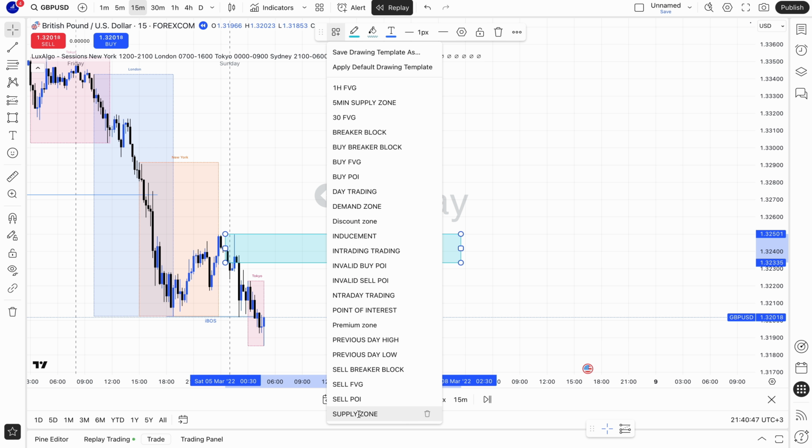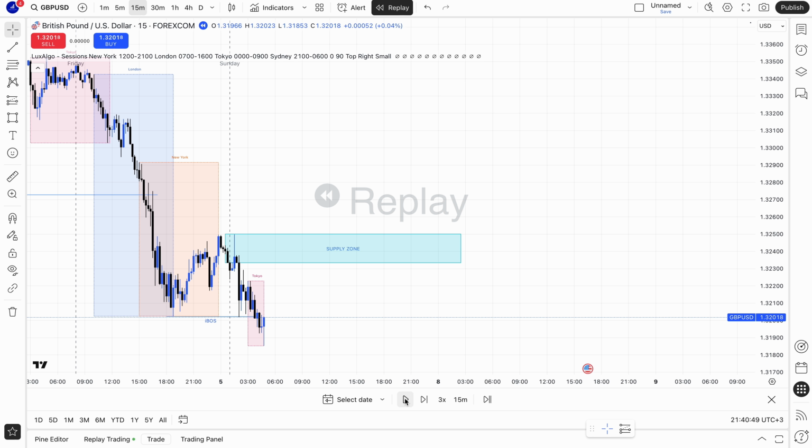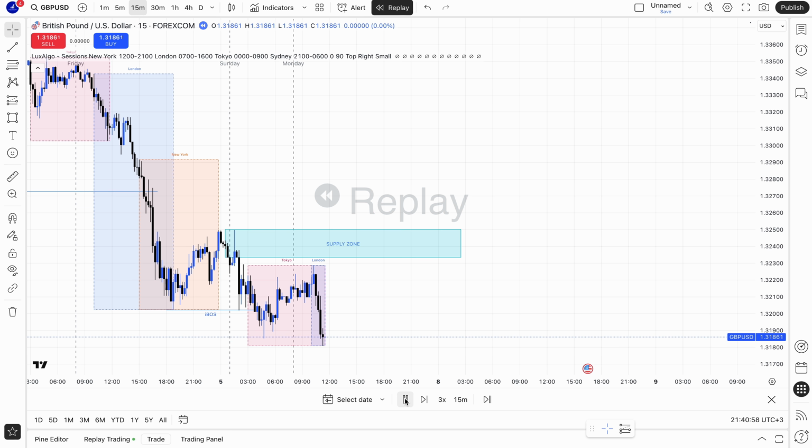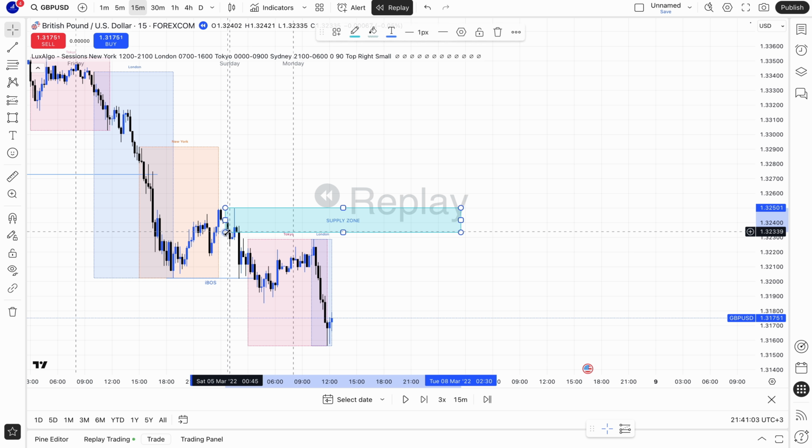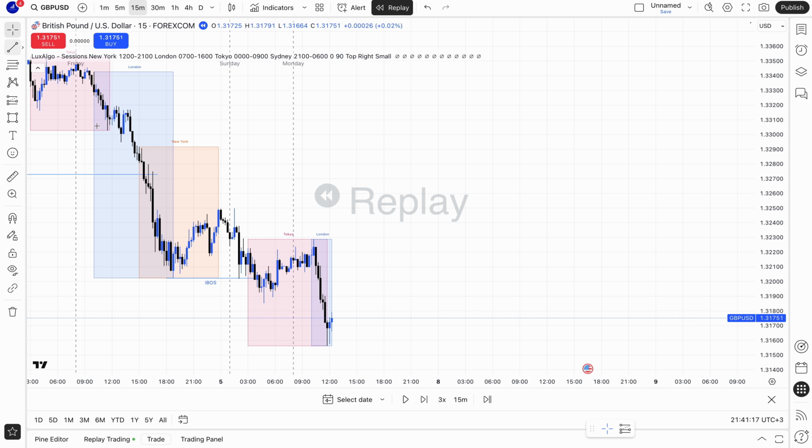With our supply zone. Then we had a continuation. We didn't get that tag that we wanted. I think this was the supply zone, but it was already mitigated, but it's okay. Sometimes you're going to miss out, not because you did the wrong thing, but just because the market didn't do what you expected. Okay. Then we have our continuation, break of structure to the downside.